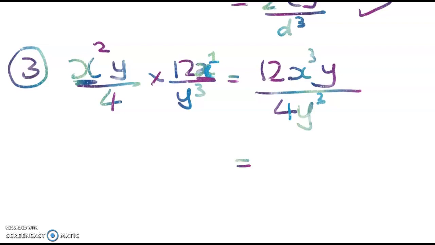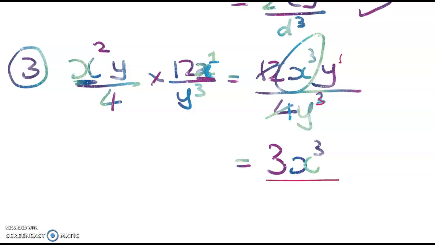Now we've got a bit of simplifying to do here. The 12 divided by the 4 gives me 3. I've got x cubed here and no x's anywhere else. But here with the y's I've got y to the power of 1 and y to the power of 3, so I'm going to end up with y squared sitting in the denominator.